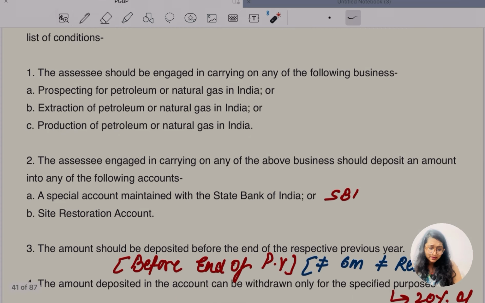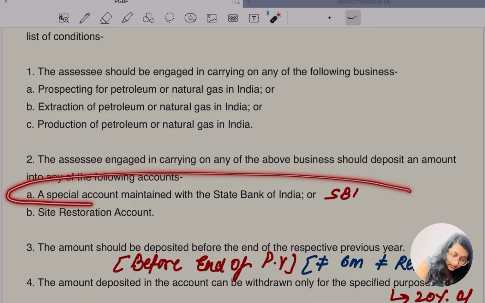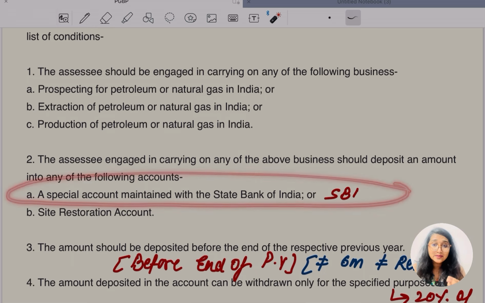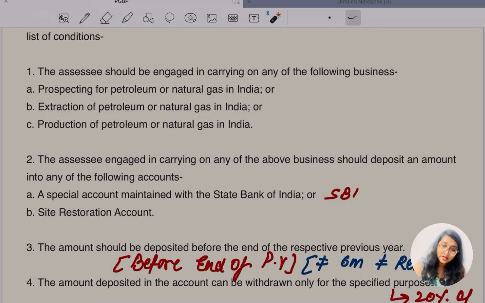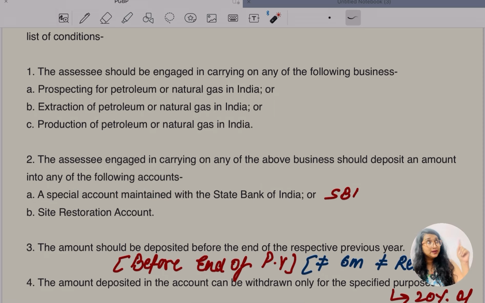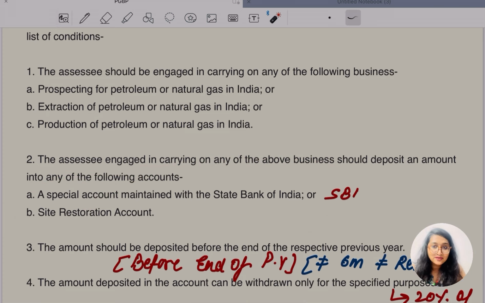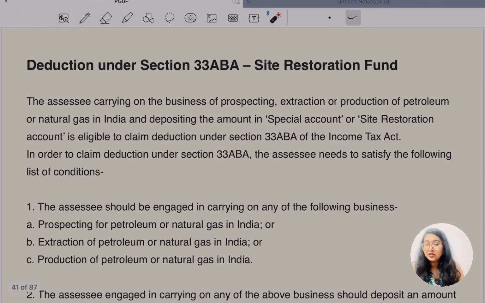So simple बात है. डिडक्शन कौन से अमाउंट में मिलेगा? The amount deposited in the special account maintained with SBI, State Bank of India, and the site restoration account, whichever is lower, and 20%. इनमें से तो किसी में भी आप कर सकते हो. ठीक है. And it is to be compared with 20% of PGBP, whichever is lower. ठीक है. And the amount is deposited to this account before the end of the previous year. Simple है. It was all about 33ABA.